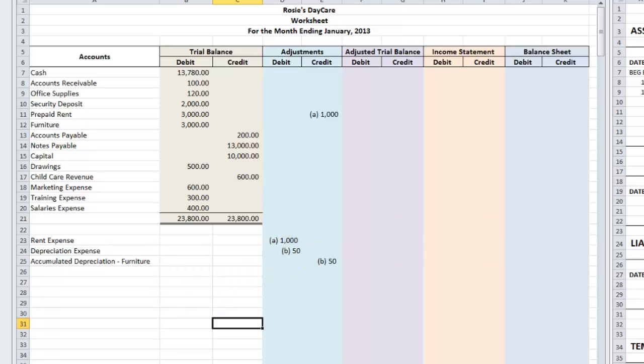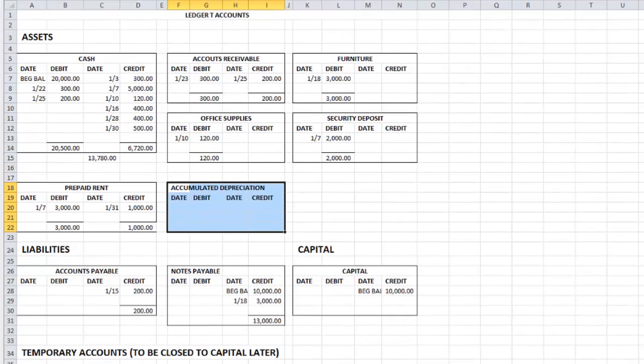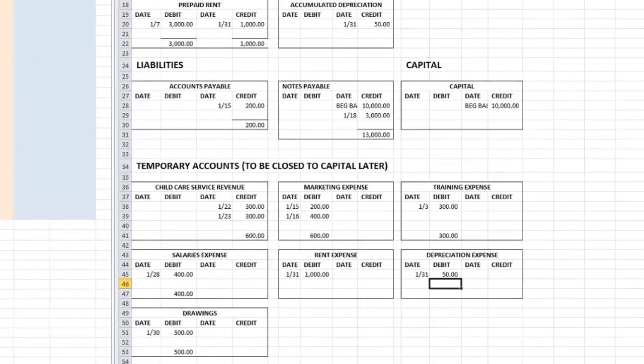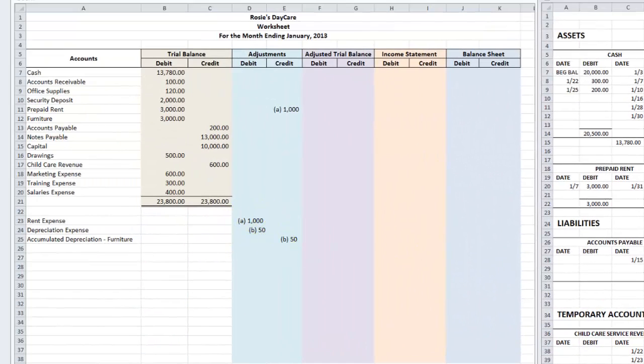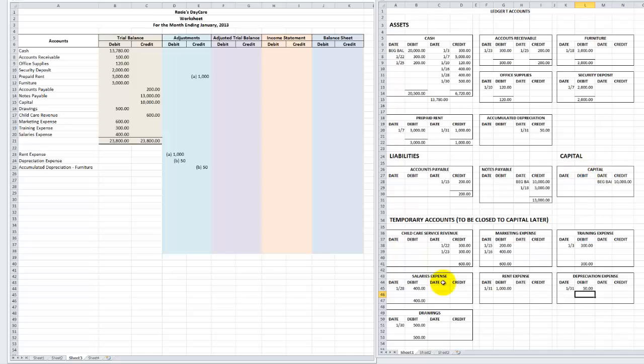In order for us to show this in our ledger, we have to actually go ahead and create this accumulated depreciation account for furniture. And in our accumulated depreciation, we can actually go ahead and say, well, on 1/31 we credited $50, and the other account that is being affected by this accumulated depreciation is depreciation expense, which is being debited on 1/31 for $50. So far we took care of the adjustment expense, and we took care of the ledger accounts, or the T accounts that we have here.